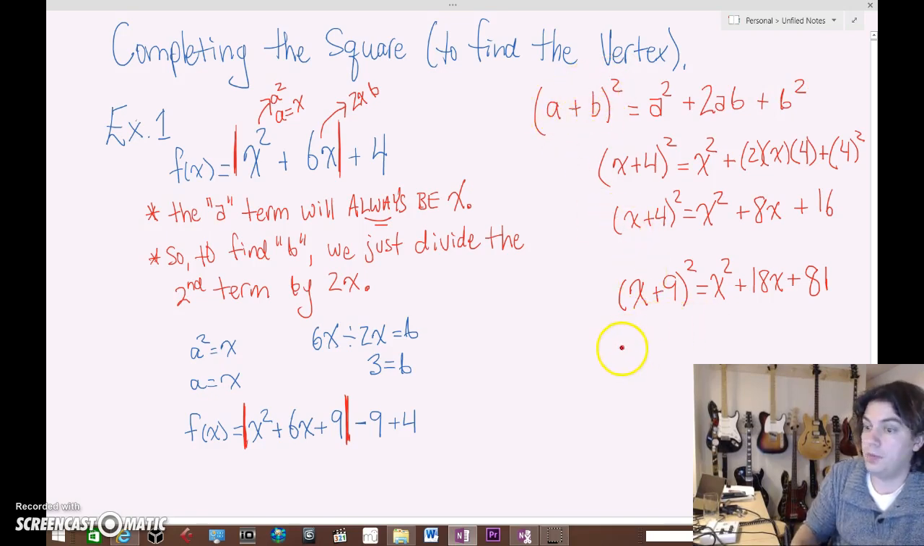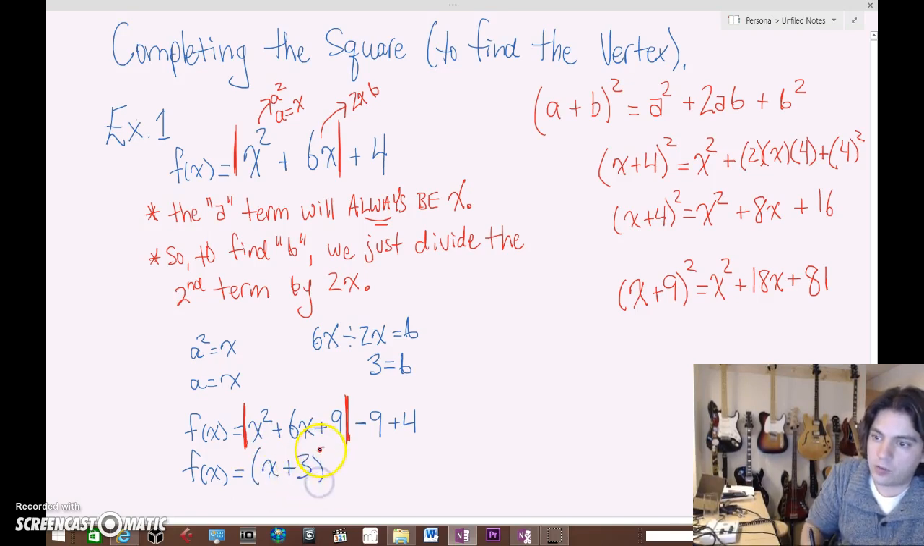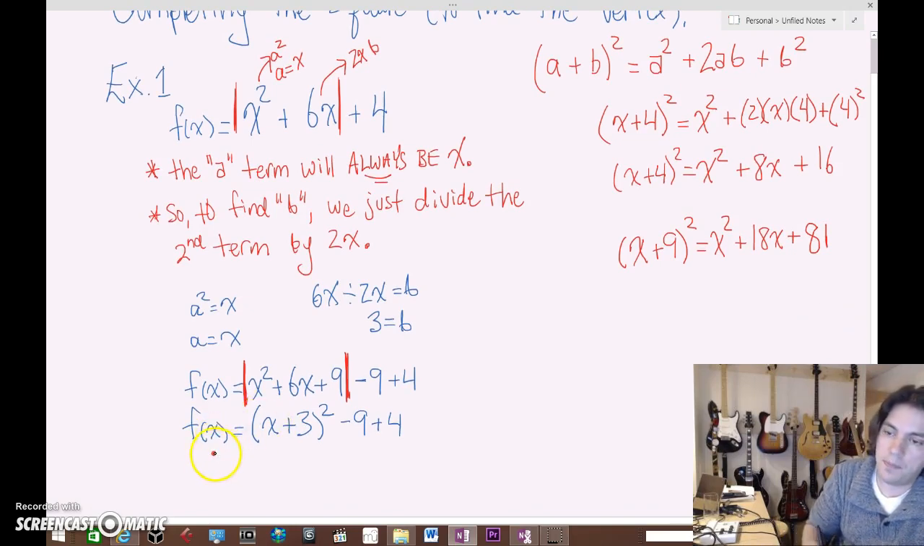So instead of going from this to the expanded form, we can go from the expanded form to this form. All right? It would be x squared plus 6x plus 9. We know the a term is x. We know the b term is 3. So it's going to be x plus 3 squared. We'll replace all of this. And so we will say f of x is equal to x plus 3, and then we're going to square that. But these two terms are still here. Minus 9 plus 4. And I normally wouldn't bother to show both those steps, but there we are.